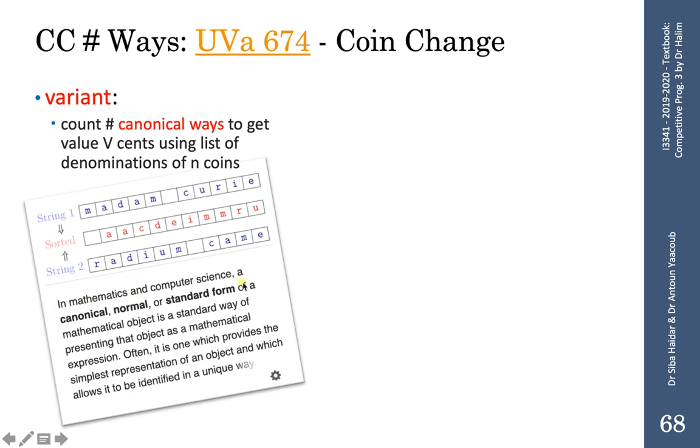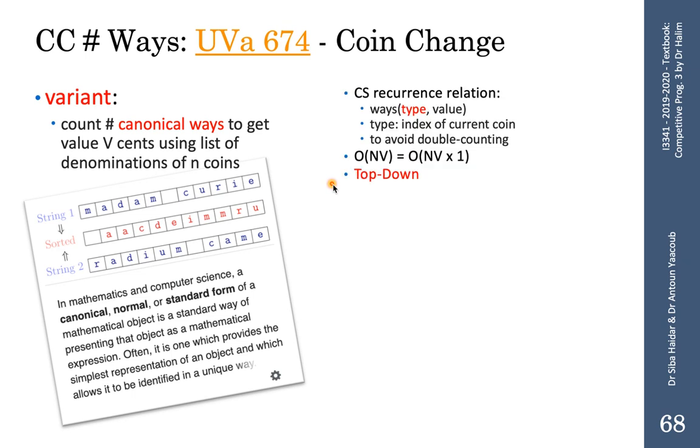So in mathematics and computer science, a canonical, or we can say a normal or a standard form of a mathematical object, is a standard way of representing that object as a mathematical expression. Often it is one which provides the simplest representation of an object and which allows it to be identified. So here in this problem we are asked for the number of canonical ways. So for example, 5 and 1 to represent the value 6 is the same as 1 and 5 because canonically this is the same solution, so we don't count it twice.